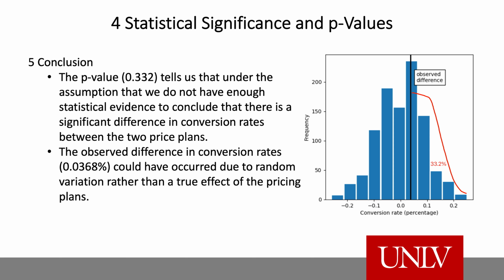The p-value tells us that we do not have enough statistical evidence to claim a real difference between the two pricing plans. The small observed difference of 0.0368% is very likely explained by random variation rather than a true effect of pricing.